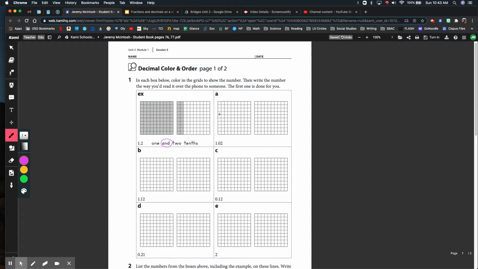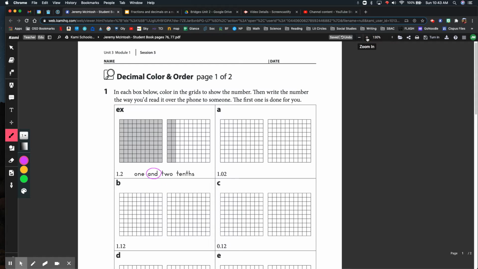So let's look at A here real quick. So let me zoom in a little. So A is 1.02, right? But we don't say point, we say and. You always say and with the decimal.